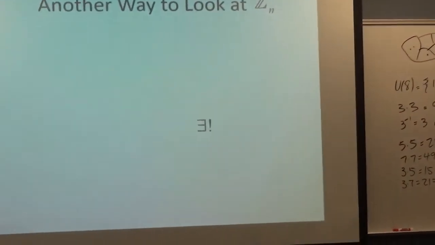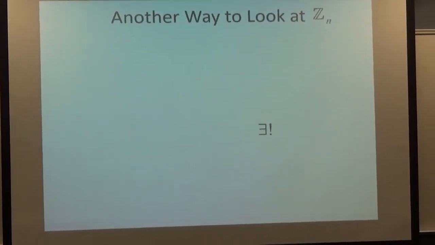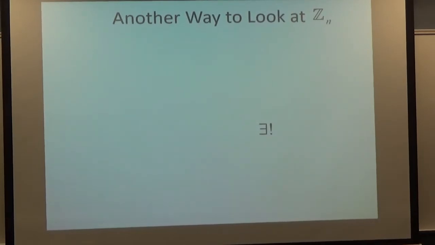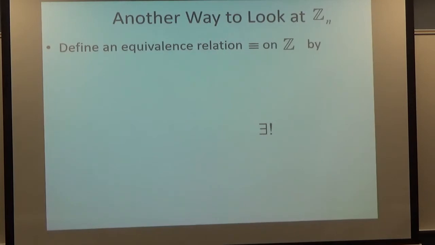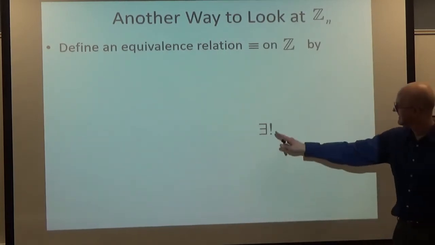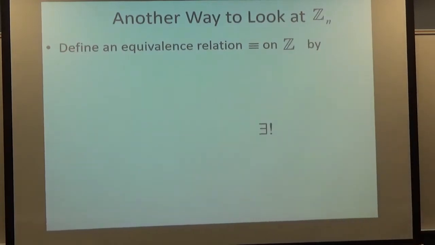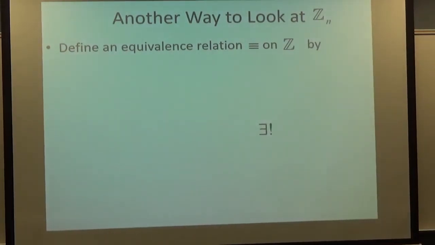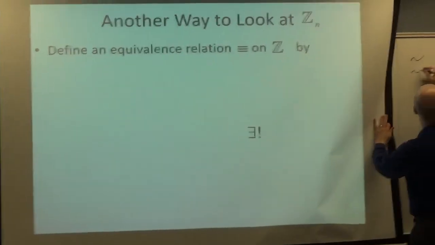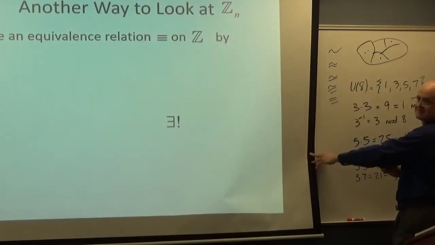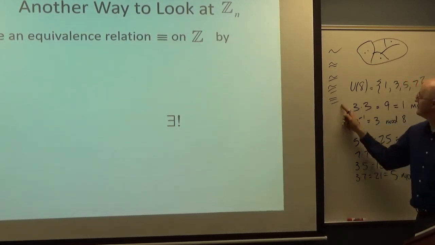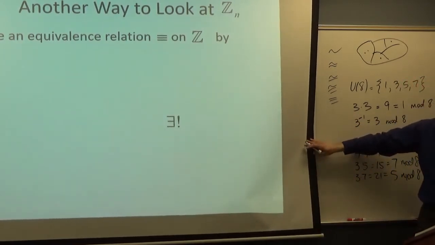Right now I want to make use of this for another way to look at Zn. What I'm about to describe is kind of weird, but pretty important. Remember, we use a bunch of different symbols for equivalence relations. Sometimes this, sometimes this, sometimes this. That's a traditional thing to use in the equivalence relation I'm about to describe.